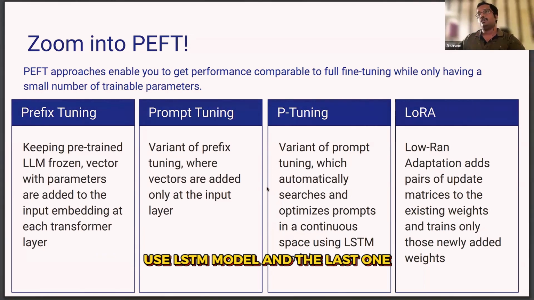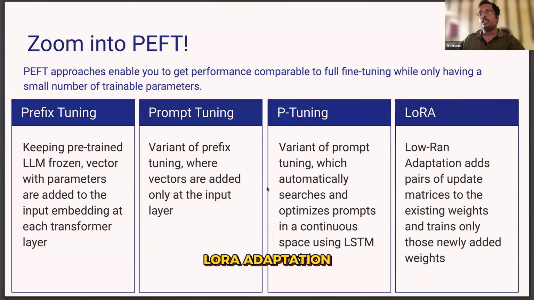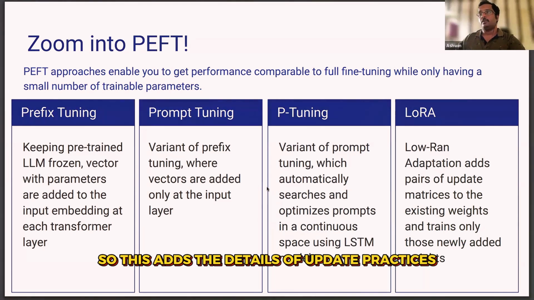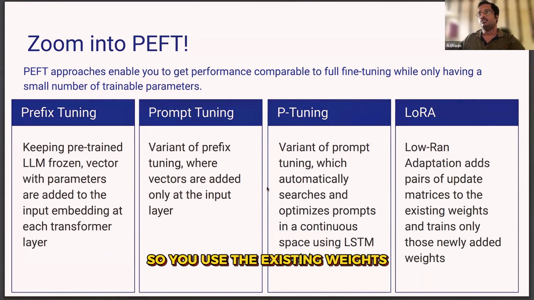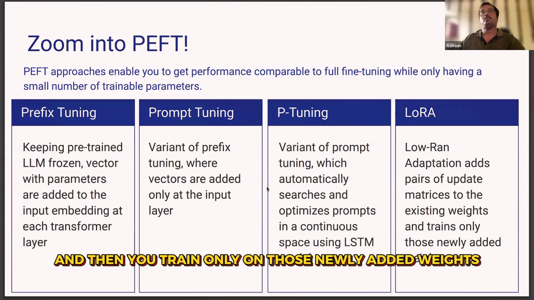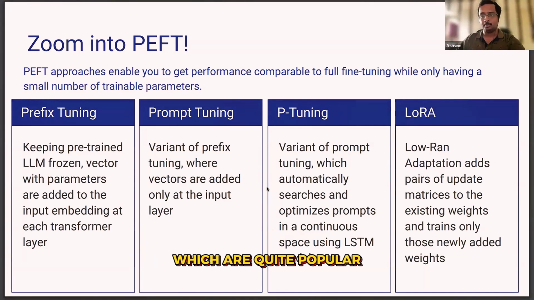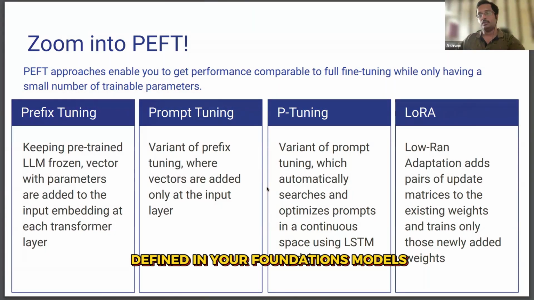And the last one, which we will see in the example today, is LoRA, the low-rank adaptation. This adds pairs of update matrices. You use the existing weights, you update the existing weights only where you want to fine tune, and then you train only on those newly added weights. Yeah. So these are 4 different mechanisms which are quite popular. There are other mechanisms as well, and these are the quite popular ones that you will use to fine tune your foundation models.